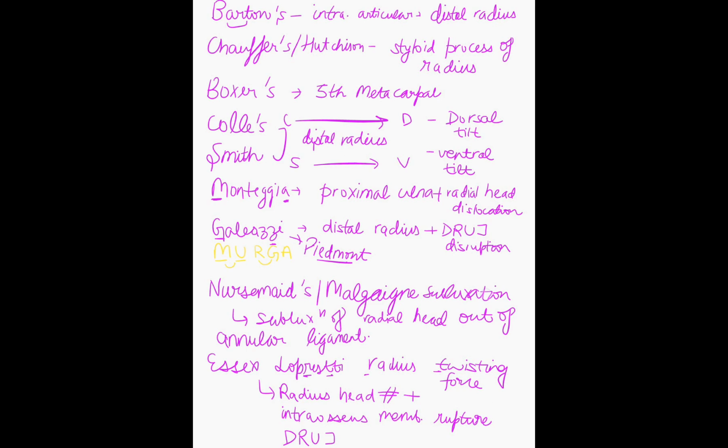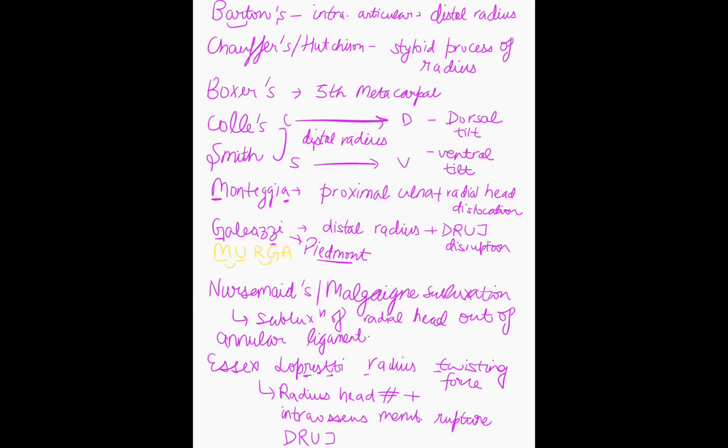While Galeazzi is distal radius and DRUJ, that is distal radioulnar joint disruption. Distal radius and the distal radioulnar joint disruption. So in Galeazzi, Z is coming, so it is related with the distal things. Then in Monteggia, A is coming, it is related with the proximal things. And Galeazzi is also known as Piedmont fracture. Then is nursemaid's or Malgaigne subluxation. Nursemaid's or Malgaigne subluxation is subluxation of the radial head out of the annular ligament. The radial head is dislocated out of the annular ligament.